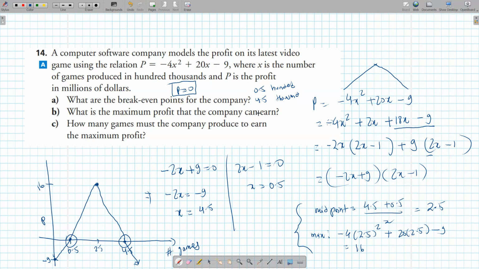B, what's the maximum profit they can earn? Is that the 2.5 and 16? The maximum profit is the y-axis value. Yeah, it's 16, and it's in millions, because it says here profit is in millions. So 16 million is the maximum profit. How many games should they sell to get that maximum profit? The 2.5. Yeah, exactly. So 2.5 hundred-thousand, okay? Because that's the unit here. So if they sell 2.5 hundred-thousand games, they will make a maximum profit of 16 million, right?